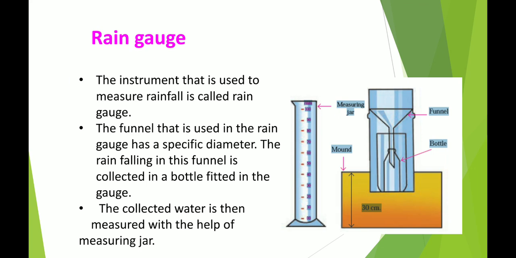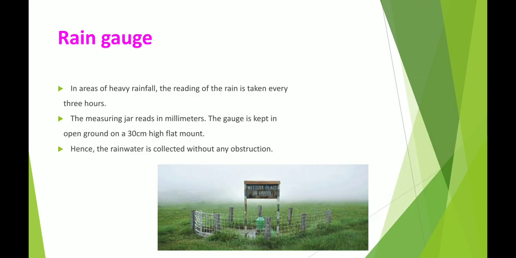The collected water is then measured with the help of a measuring jar, and in areas of heavy rainfall, the reading of the rain is taken every 3 hours. For example, Mawsynram and Cherrapunji are the wettest places in the world, because these regions receive above 11,000 millimeters of rainfall. They are in the Meghalaya plateau in Assam. So where heavy rainfall occurs, the rain reading is measured after 3 hours. The measuring jar reads in millimeters.